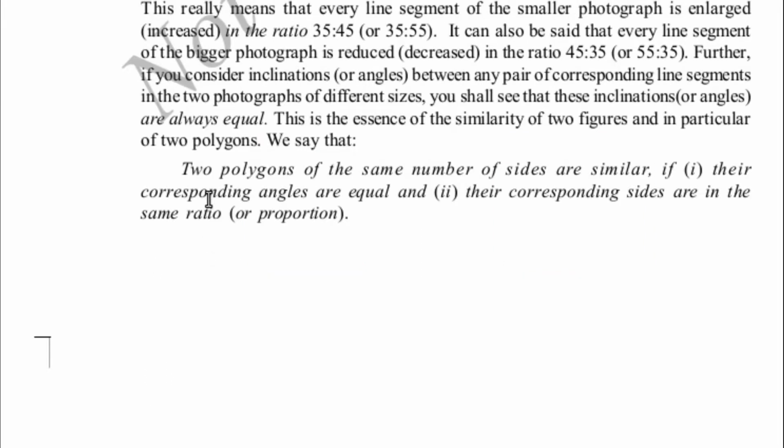This is an important statement to note. Two polygons of the same number of sides are similar if their corresponding angles are equal and their corresponding sides are in the same ratio or in proportion. In figure 2.4, we can notice that a light bulb is placed at point O. Below the light bulb, a cardboard is held. The light source will cast a shadow below the cardboard.